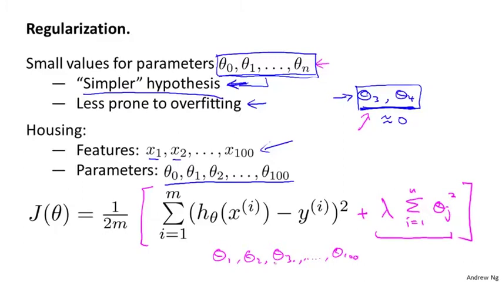By the way, by convention, the summation here starts from 1. So I'm not actually going to penalize theta 0 being large. That's sort of a convention that the sum is from i equals 1 through n rather than i equals 0 through n. But in practice, it makes very little difference. And whether you include theta 0 or not, it'll make very little difference to the results. But by convention, usually we regularize only theta 1 through theta 100.